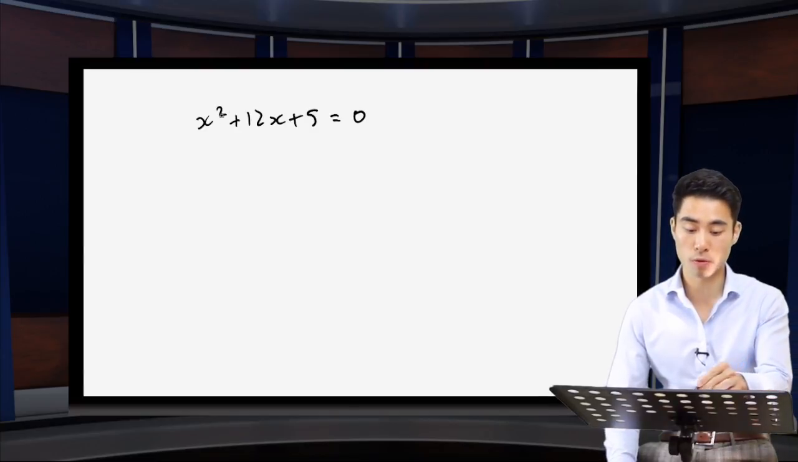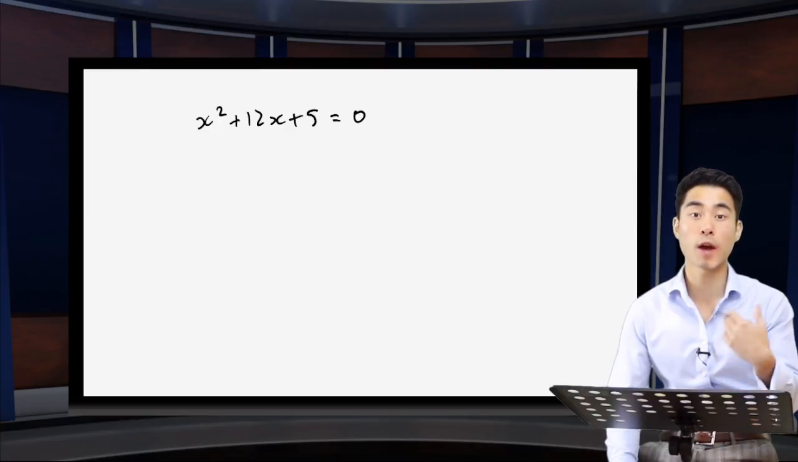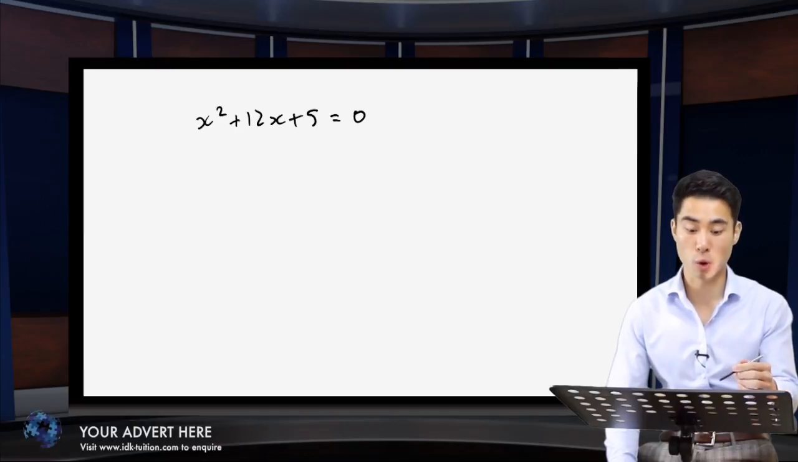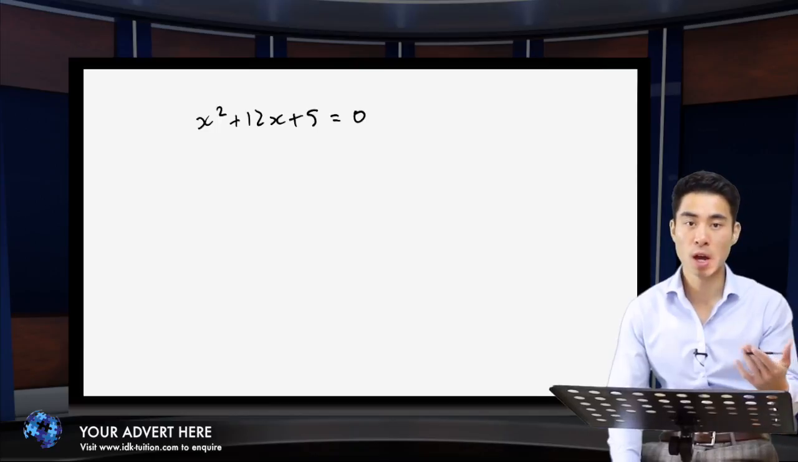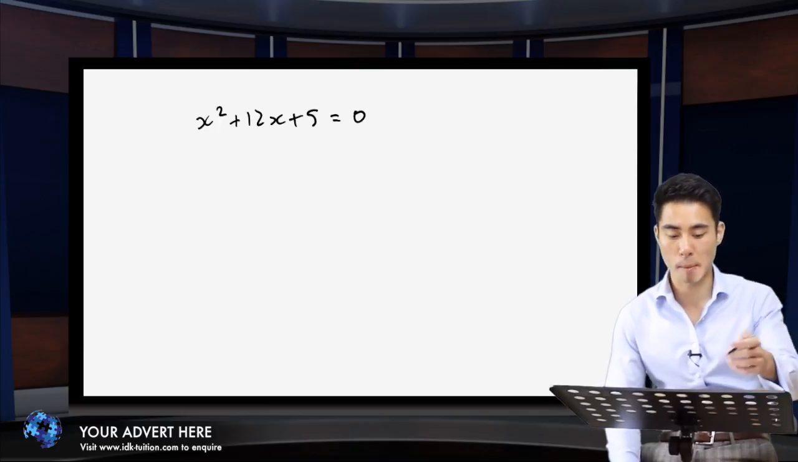If they expect you to solve this by completing the square, they will either say leave your answer in surd form, leave your answer in exact form, in which case you can use either the quadratic formula or the completing the square method, or they'll quite simply say solve this by completing the square, in which case you're required to use the completing the square method.